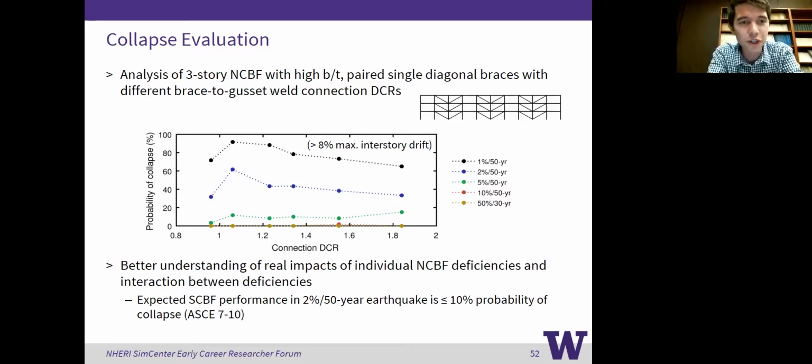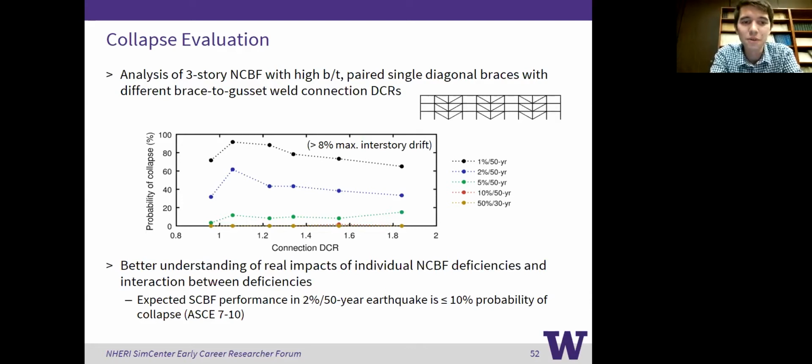So I just want to show a quick result here from an NCBF, okay, and this is a 3-story NCBF with high b over t braces that are expected to fracture prematurely, and then different gusset plate to beam, or brace to gusset plate weld connection DCRs. And so now you can see there's really well over 1,000 analyses represented on this plot, moving from 5 different hazard levels and 6 different connection DCRs. And you start to see some pretty clear results that the NCBFs are highly deficient.